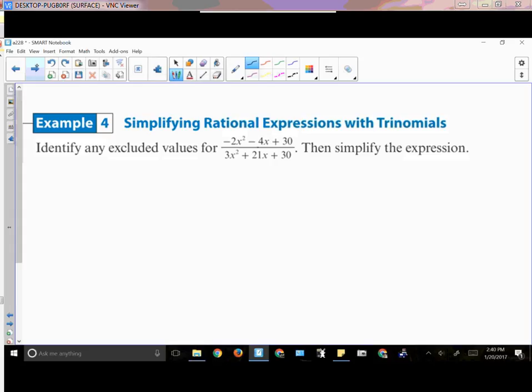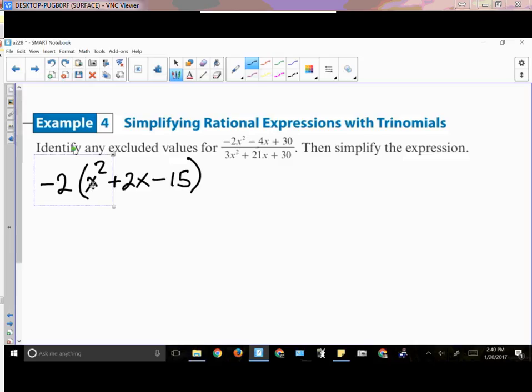Now, I look on the top, and I've got a 2, a 4, and a 30. Can I factor out that 2? The answer is yes. Most of the rules that we have make x squared positive. So what I'm going to do here is factor out a negative 2. What am I left with? Well, then I would be left with x squared plus 2x minus 15.